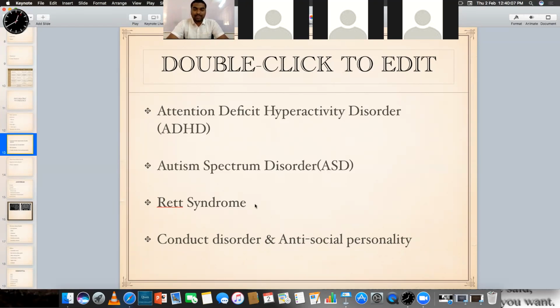Now, we'll talk about Rett syndrome. Yesterday we were talking about regression, right? Now, what is regression? Ego defense regression. Anybody, from what we talked about yesterday?